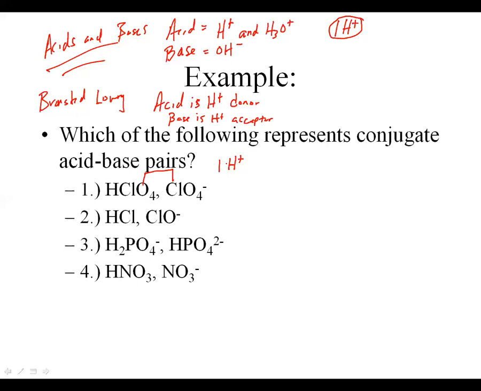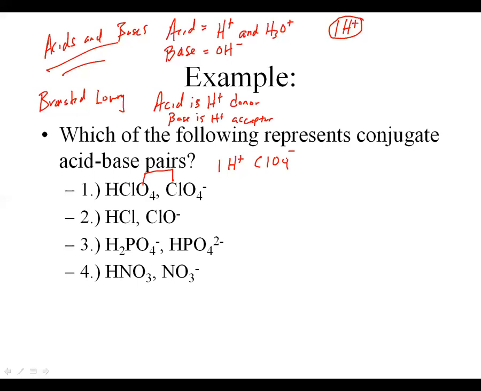So that's how we get to ClO4 negative. Or if you want, you can look at it the other way: I have my ClO4 negative, and if I add my H plus to that, I pretty much get HClO4. So always a 1 H plus difference. So it looks like number one here would be a pair.